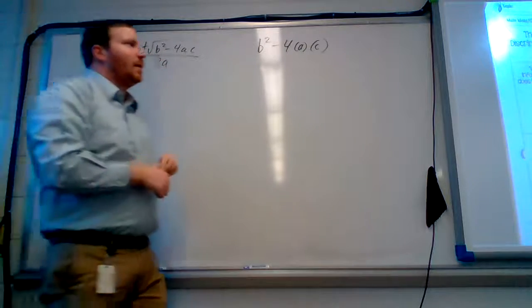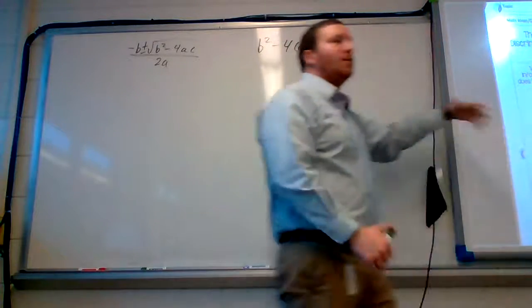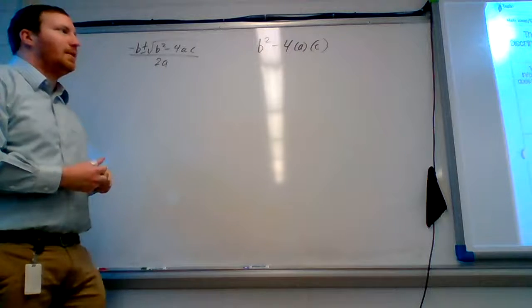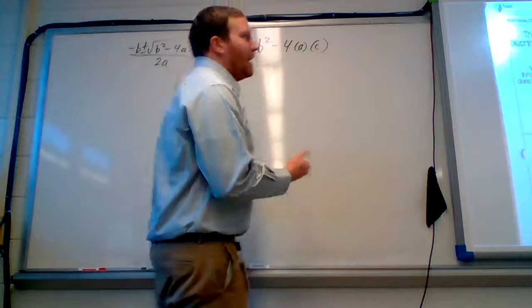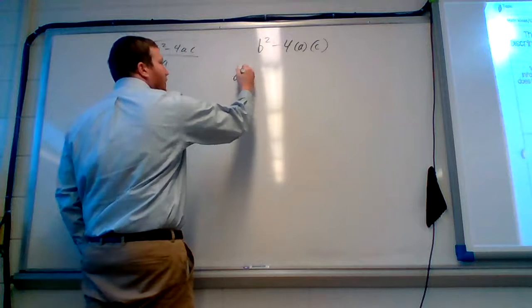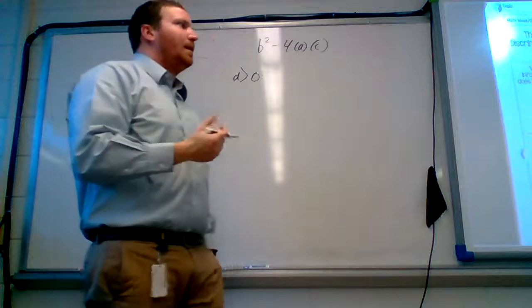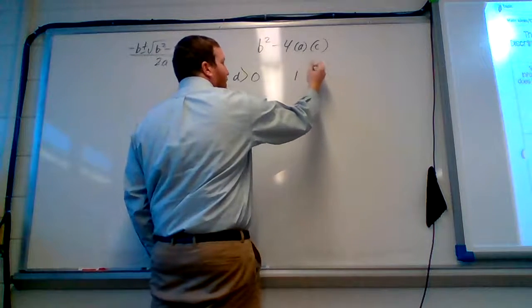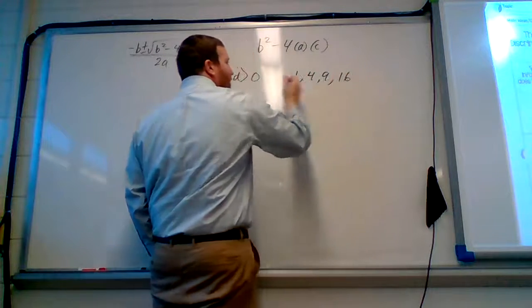And with that, we can actually determine what type of answers we're going to get when we use the quadratic formula. It's also going to tell us what type of answers this quadratic specifically has. So if we have a discriminant greater than 0, and it is a perfect square, so again, our perfect squares would be like 1, 4, 9, 16, any of those.